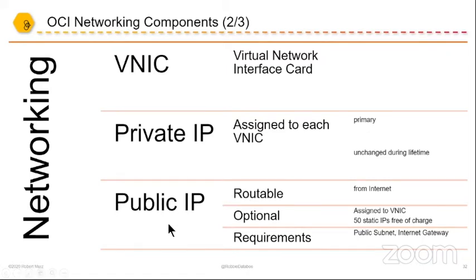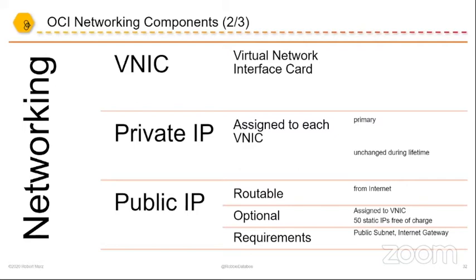Public IP addresses are routable from the internet. You can optionally assign them to those virtual network interfaces. A single virtual network interface can have multiple private IP addresses as well if you need that. And public IP addresses are free of charge in the Oracle Cloud. This is a difference to other cloud providers. The 50 static IP addresses are freely available for playing with. If you need more, you have to open a service request and you will probably get more assigned free of charge, or you have to talk to your sales representative.